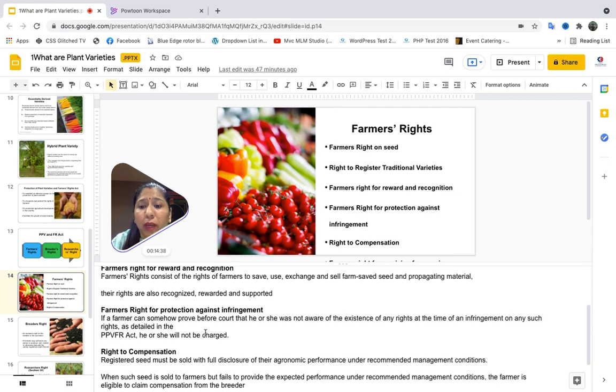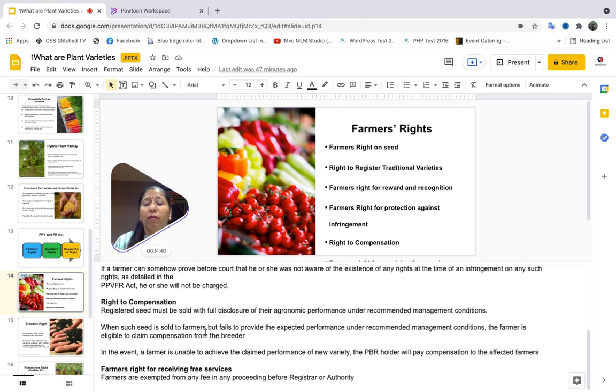Now, the next one is the right to compensation. When a farmer or a breeder produces a new variety, when a farmer or breeder has seeds of a new variety, they can sell it. They can sell their registered seed with full disclosure of their agronomic performance.